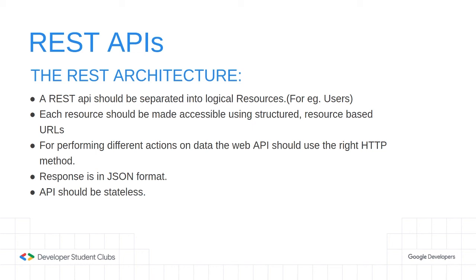For performing different actions on data, the web API should use the right HTTP method. We are using GET to get the users, POST to create a user, PATCH to update, and DELETE to delete a user. So far so good. The response should be in JSON format. We are returning the JSON data, so this point is also checked.